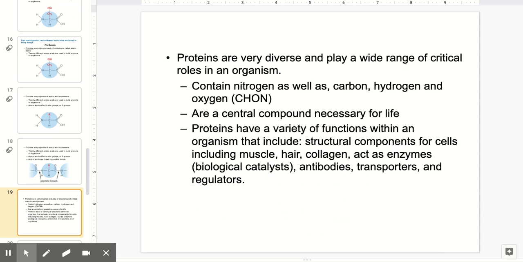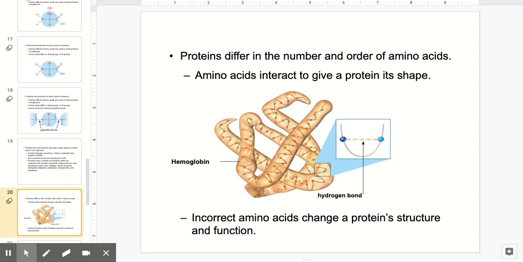They have a variety of functions. They're structural in cells in terms of muscles, hair, and collagen. They can act as enzymes, biological catalysts, play a part in immunity and antibodies, act as transporters, and control or regulate sending signals within living things. So they're very varied. They serve a variety of jobs within living things, and they're really a central component and necessary for life.